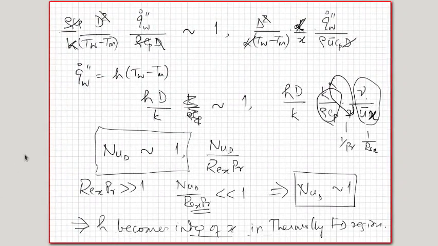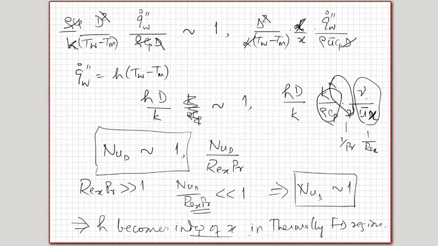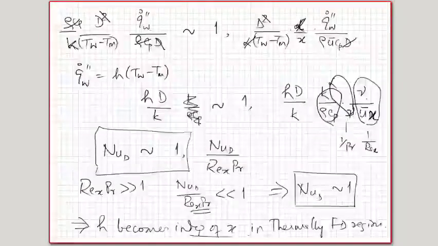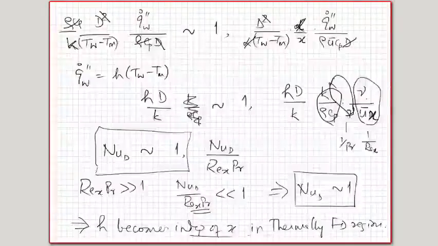Okay. So now once we have learned this, that thermally fully developed flow basically means flow with a constant heat transfer coefficient, then we can analyze the internal flows in the fully developed region using that concept. So what do you then write? You write that h, which is q dot double prime wall divided by T wall minus Tm, is a constant. Okay, it doesn't vary with x or y.